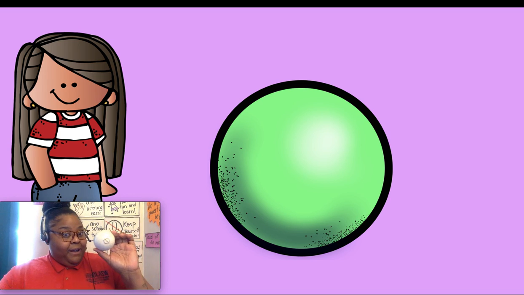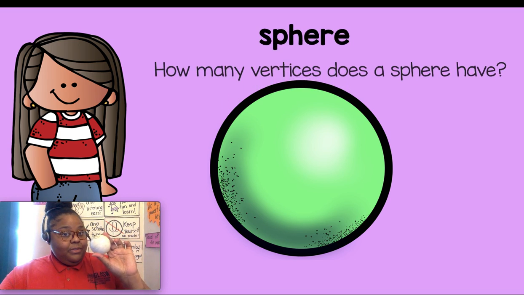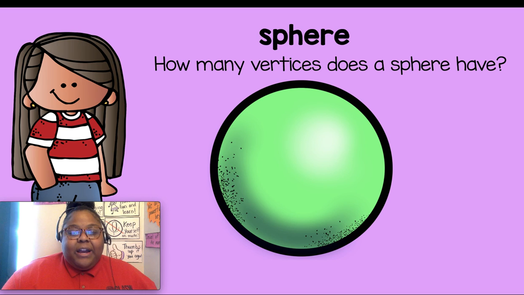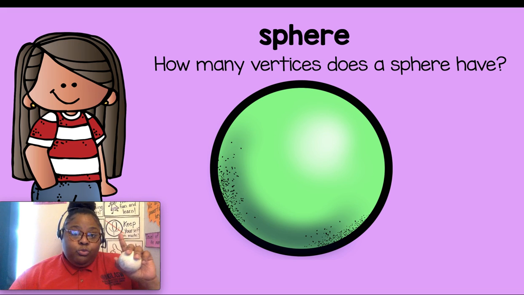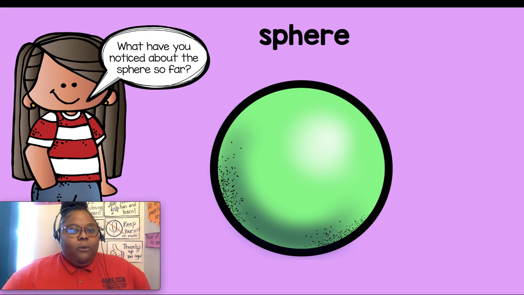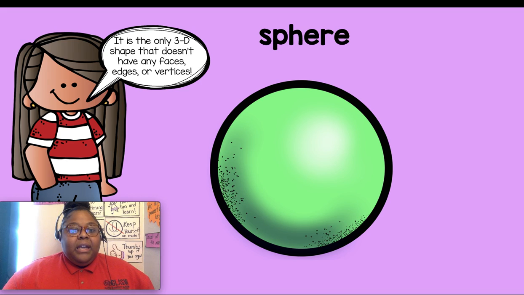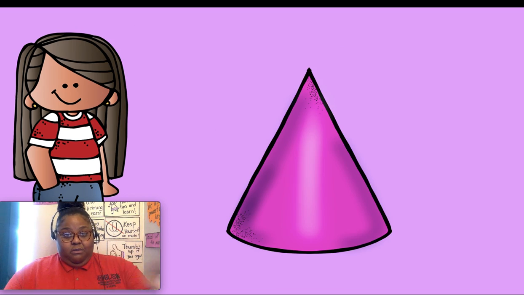Oh, how about our sphere? How many vertices does a sphere have? Give you some think time. What have you noticed about the sphere so far? It is the only 3D shape that doesn't have any faces, edges, or vertices. So the answer is 0.